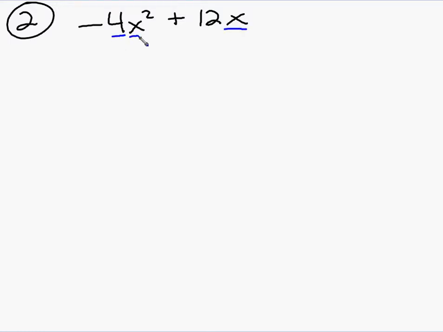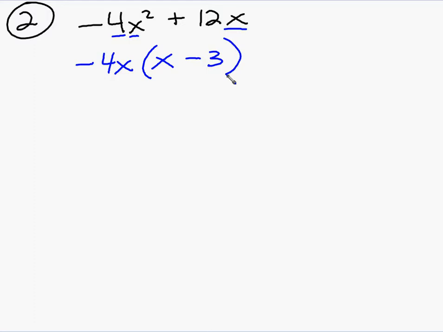Let's do another one. How about negative 4x squared plus 12x? I will pause the video and let you do this one. Okay, you've had a chance to work on this on your own. There is a 4 in both terms and an x in both terms. Now, there might be some debate about whether I pull out a negative or not. It doesn't really matter. I think a lot of you did, so I'm going to pull out a negative 4x. If you choose to do it that way, you're going to be left with x minus 3 on the inside.